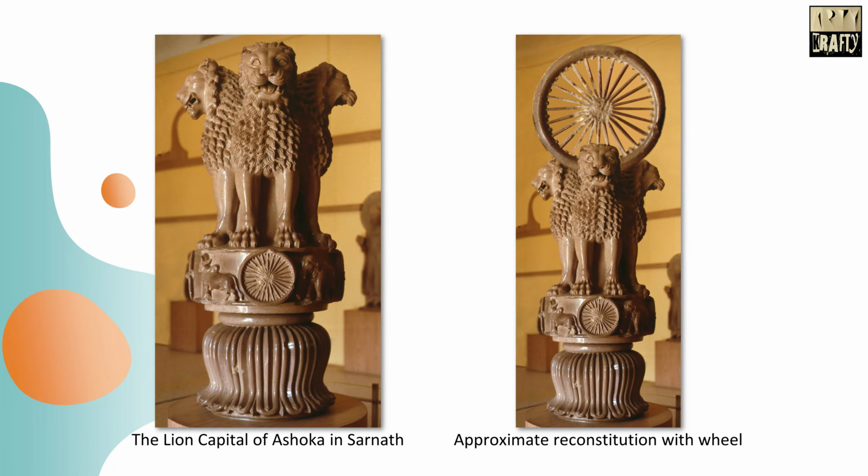The left-hand side picture shows the lion capital of Ashoka in Sarnath. The picture on the right-hand side shows the approximate reconstitution with the wheel.